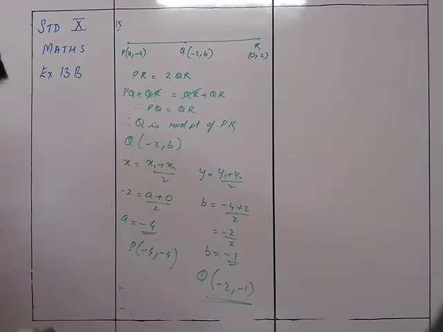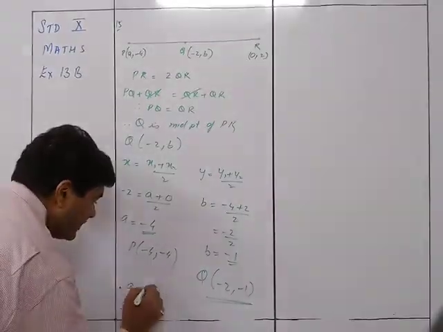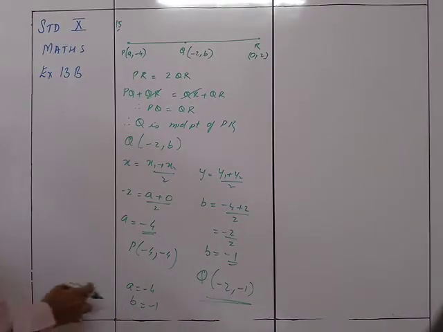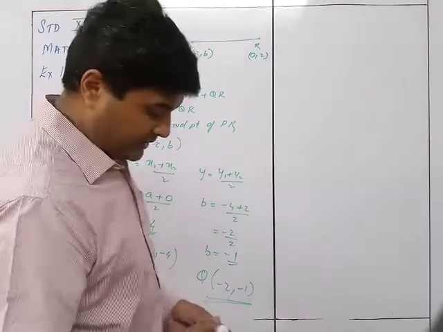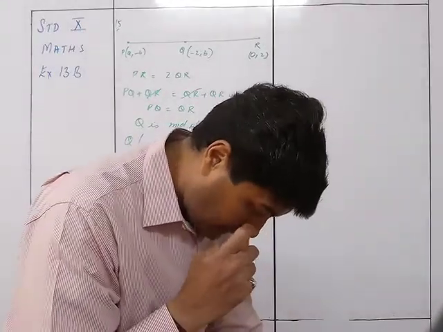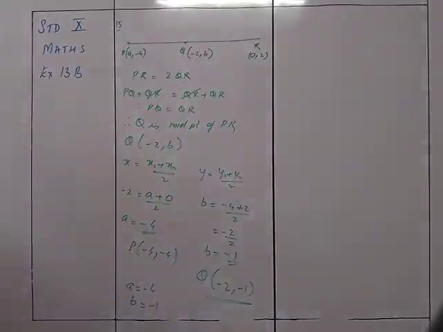That's the value of A and B. You need to find out A and B. So A is equal to minus 4 and B is equal to minus 1. That's the answer for sum number 15. Let's cross check the answer. So sum number 15, we have got it as minus 4 and minus 1. Yes, so no mistakes.